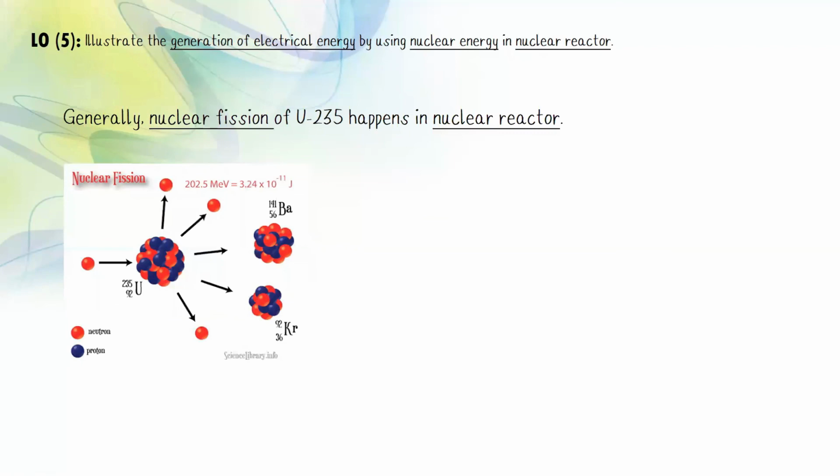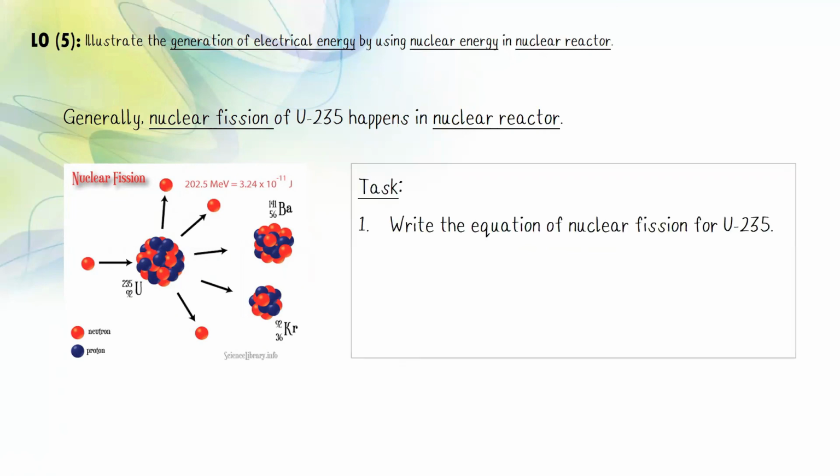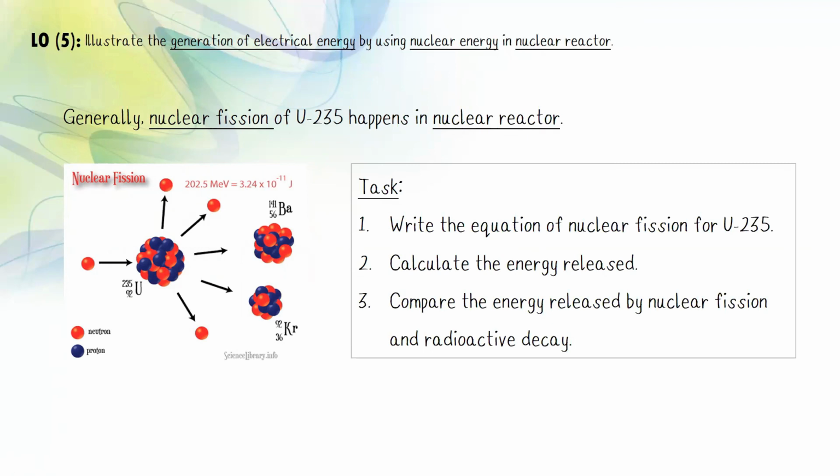Actually, in a nuclear reactor, the activity is nuclear fission of uranium-235. So, your task. Write the equation for nuclear fission. Then calculate the energy released. And lastly, compare the energy released by nuclear fission and radioactive decay of uranium-235. We will discuss this in the next class.